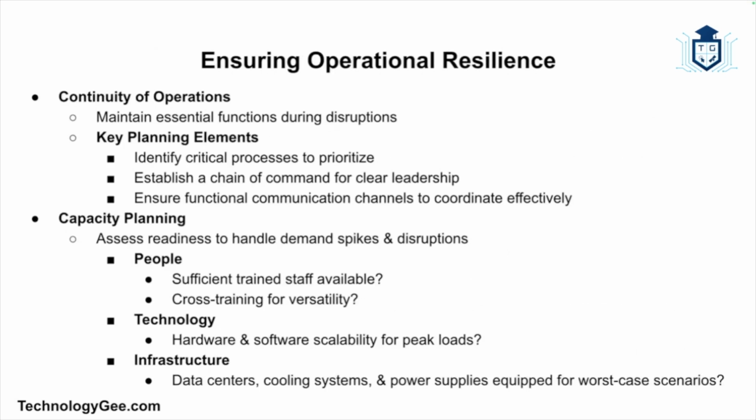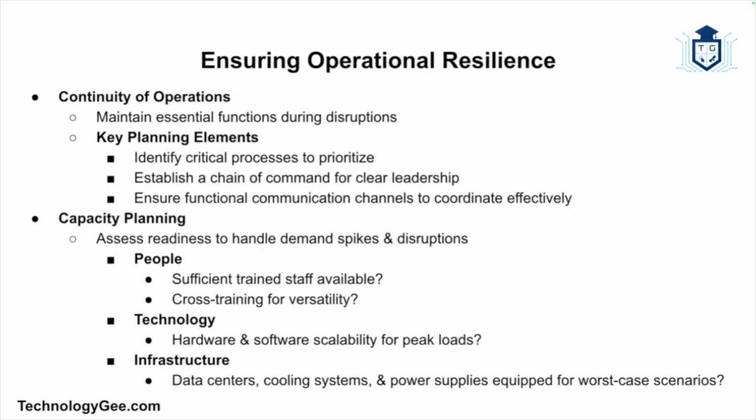All right, so let's talk about continuity of operations. Continuity of operations is about maintaining essential functions during a disruption. And this requires detailed planning, including identifying critical processes, establishing a chain of command, and ensuring communication channels remain functional.